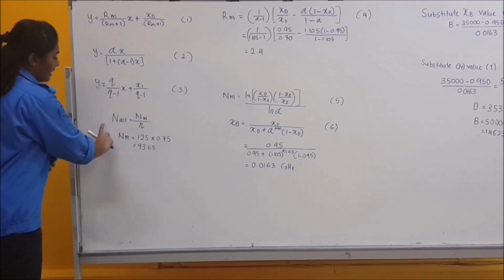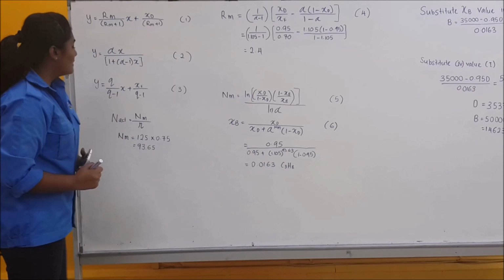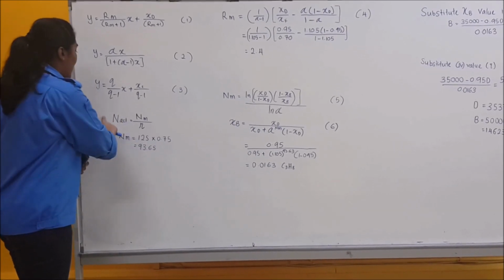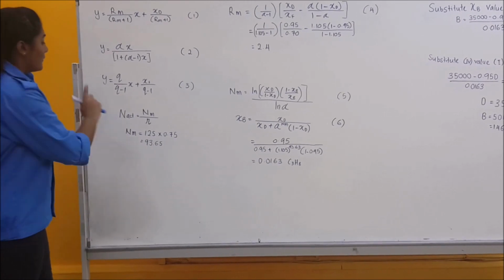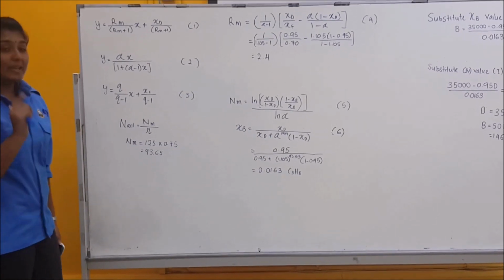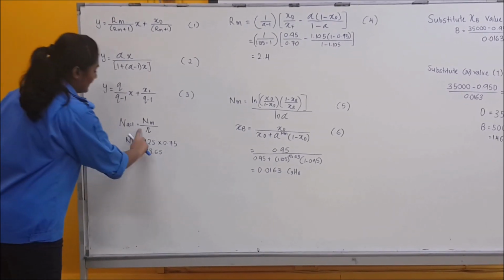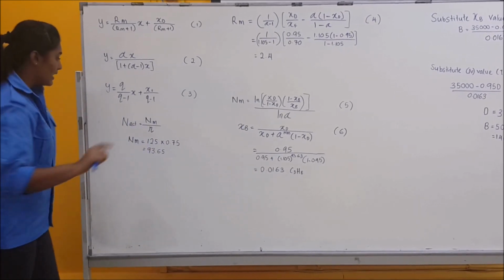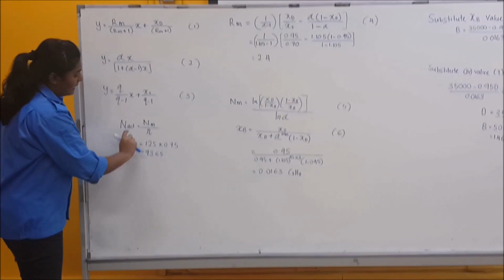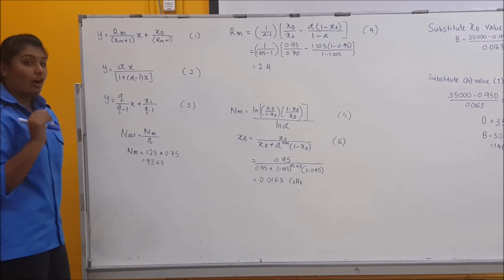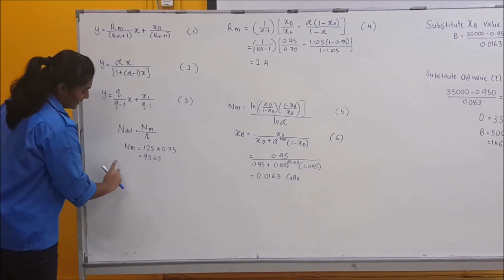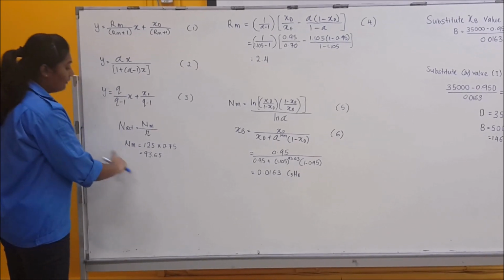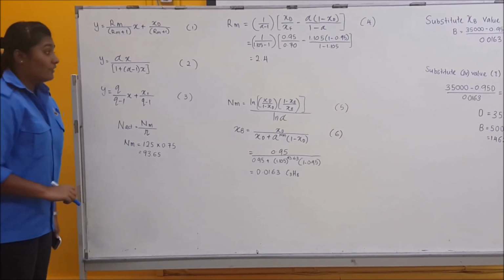Next, we have to find the minimum number of stages. The actual number of stages can be calculated by dividing the minimum number of stages by the efficiency of the plate. The actual number of stages is already given, so we can substitute it in this equation and find the value of the minimum number of stages.